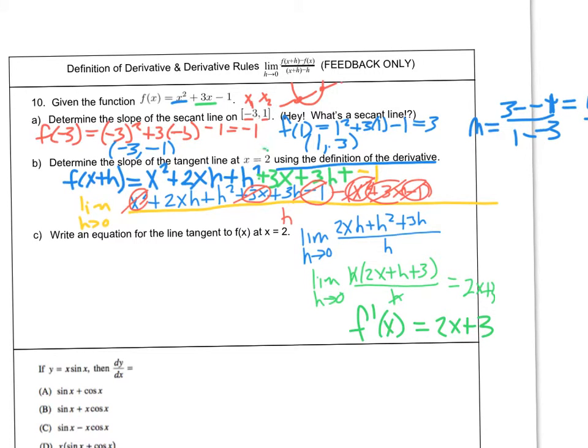The last piece of this, it asks us to find when x equals 2. What that means is we have to plug in 2 to our derivative, and we get 2 times 2 plus 3, which is 7.